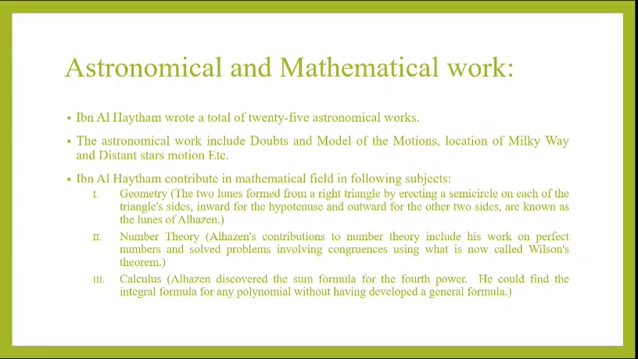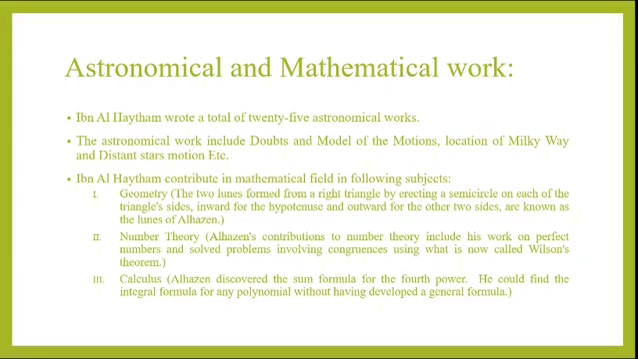In geometry, he formed two lunes from a right angle triangle by erecting a semicircle on each of the triangle's sides, inward from the hypotenuse and outward from the two sides. They are known as the lunes of Alhazen.